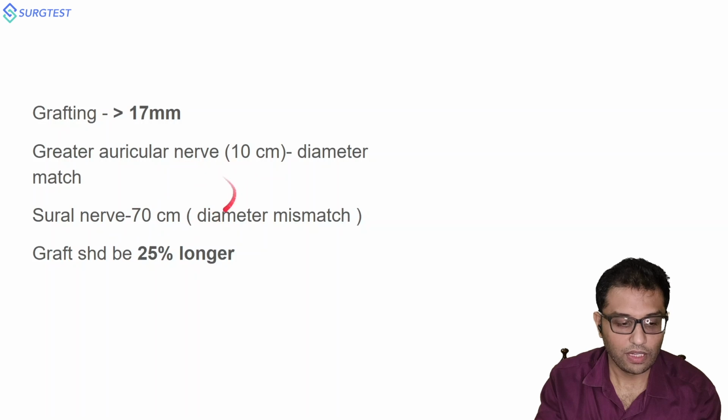But the problem with sural nerve is there is a diameter mismatch with facial nerve, but greater auricular nerve diameter matches nicely with the facial nerve. And also, you should remember that the graft which we are taking, that is greater auricular or sural nerve, should be 25% longer than the defect of the facial nerve.